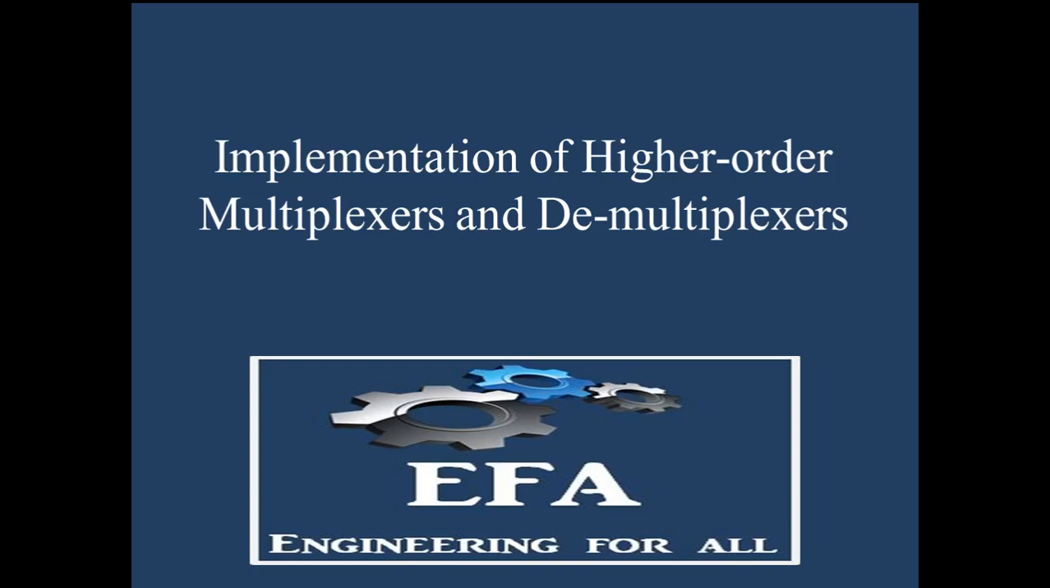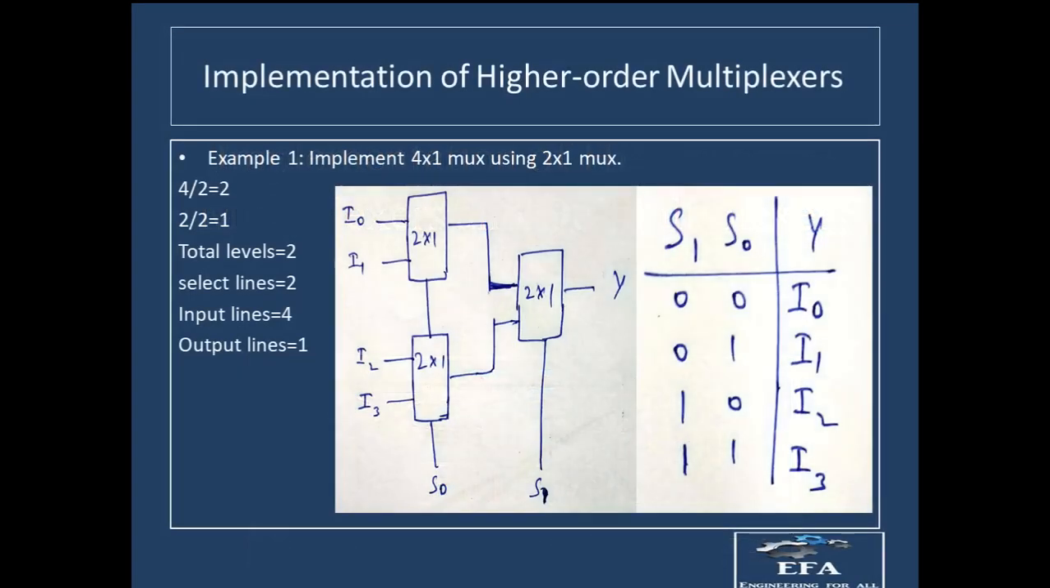In the previous lecture we started with the multiplexers and demultiplexers, and in this lecture we are going to see how we can implement the higher order multiplexers and demultiplexers with the help of the lower order multiplexers and demultiplexers. Okay, so let us start with the first example. First of all we will discuss the multiplexers.